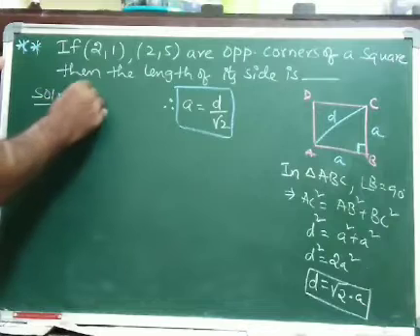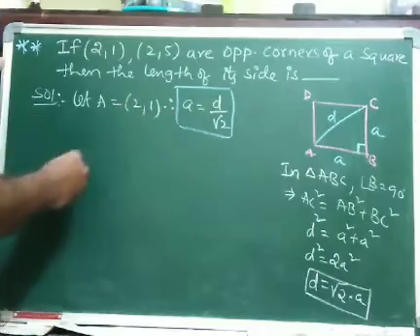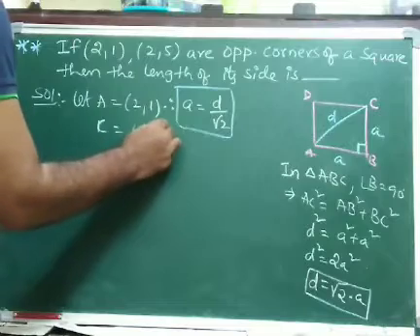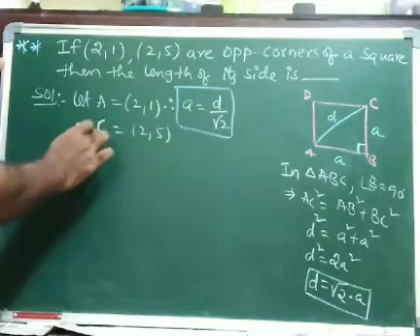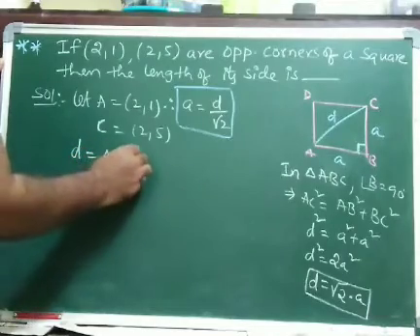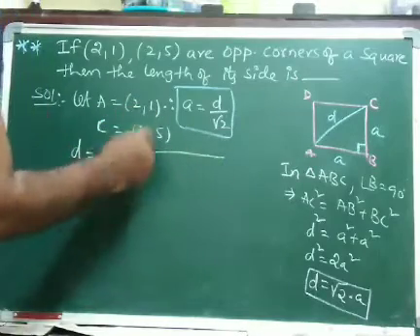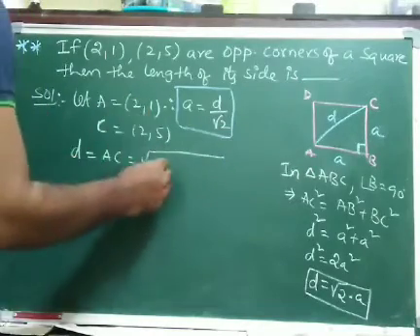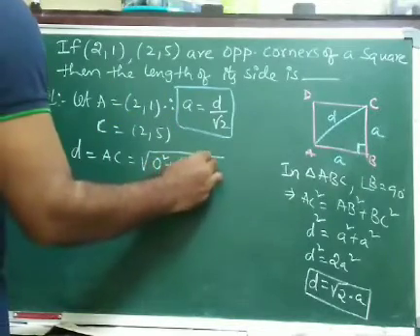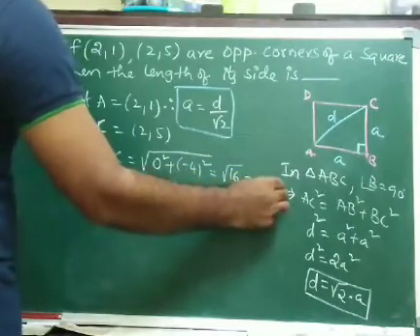So given that these two are the opposite corners, please consider that these points, one is capital A equal to (2, 1) and the opposite corner, capital C, is equal to (2, 5). And so the distance between these 2 points is, say, some D, which is equal to AC. D is equal to AC. So let us find the distance between these 2 points. (2 minus 2) which is 0 whole square, (1 minus 5) which is minus 4 whole square. Finally, this is root 16, hence 4.